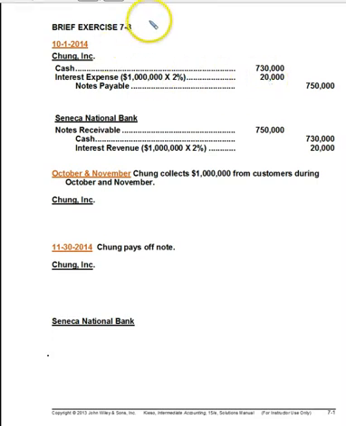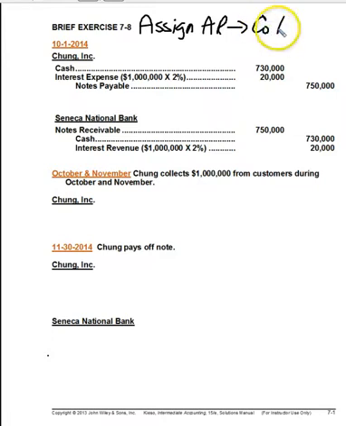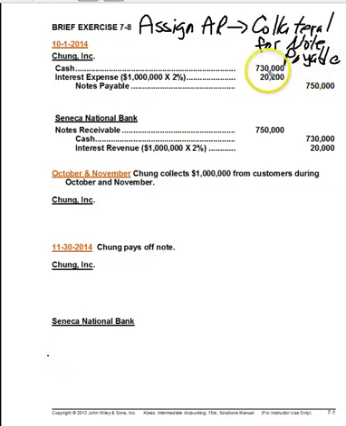So again, in this case, the assignment, they're assigning accounts receivable, means they're really just using it as collateral on debt. So you're just using it for collateral on a note payable. Okay, so terminology there. Okay, so then they're going to get the difference of $750,000.